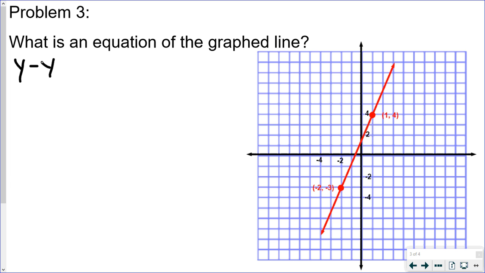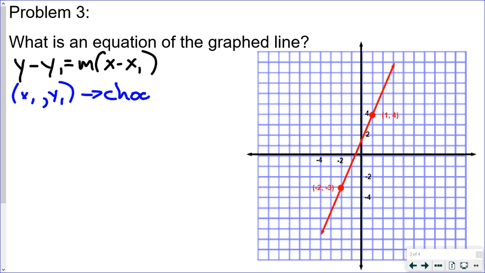Again, y minus y1 equals m times x minus x1. And I just need a point and I need the slope. So as far as the point goes, you can choose either point. Let me write that down. So x1, y1, you can choose either point. It doesn't matter which point you choose. Choose either point.